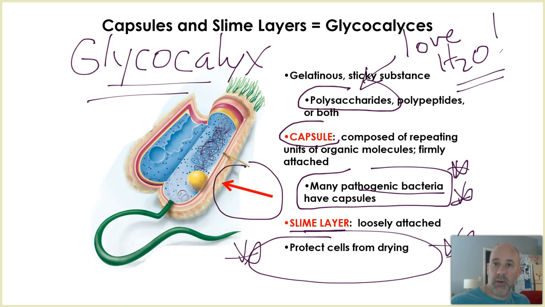And so if a bacterial cell has a glycocalyx coating, water molecules from the air are going to attach to that, and it's going to help keep the bacterial cell hydrated. It's going to protect it from drying out. So that's an interesting protective feature of a glycocalyx.